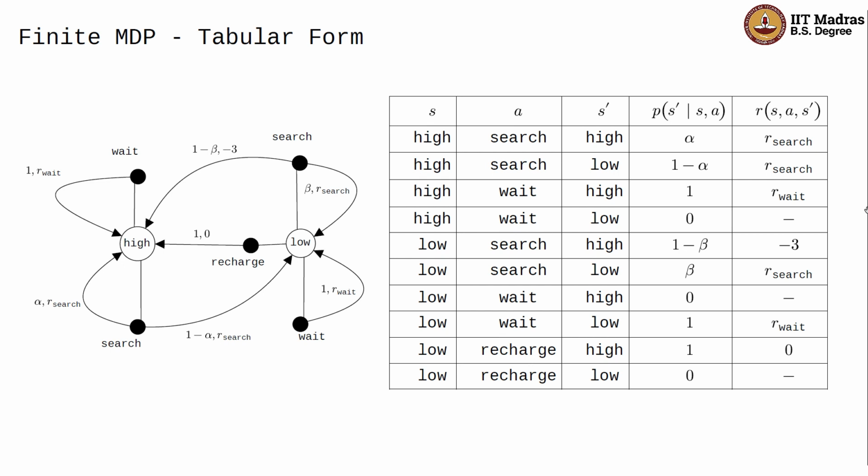So with this, we see that we have a complete description of a finite Markov decision process. So why is it finite? States are finite, actions are finite, and rewards are bounded, and also they are finite here, right? So this is a finite MDP. So that gives a description of the Markov decision process.